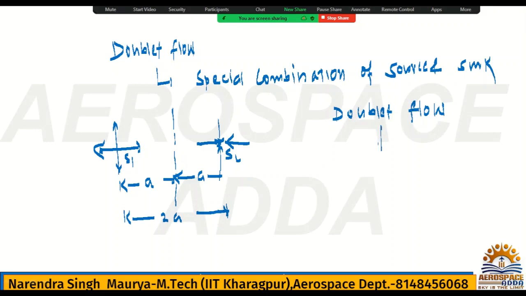Now if you talk about doublet, we have a special case. What is the special case? The distance between the source and sink, which is nothing but 2A. If this 2A distance approaches 0, then this will be the one special case of the source and sink combination. Okay, what is the 2A distance? It is the distance between the source and sink.